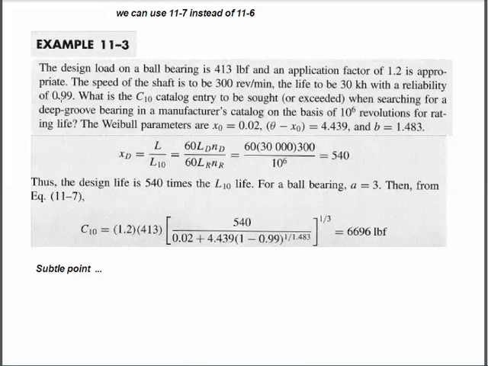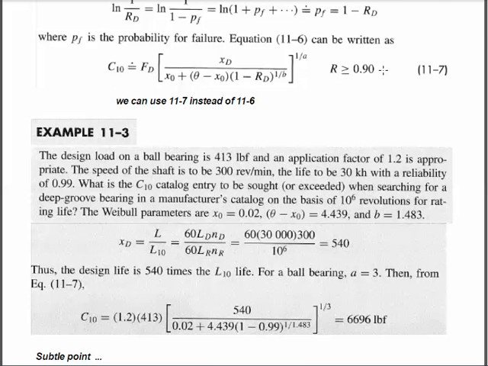Okay, so the question is, the catalog does not rate any bearing at 30,000 hours and 300 RPM. And it doesn't let me choose the load. I've got to go pick a bearing that has a load rating for it. So let's go work this equation. We know that FD is 413 times the 1.2. XD we're going to have to calculate, and RD is 0.99. Now let's deal with this X thing.